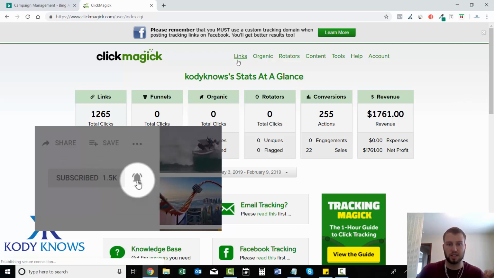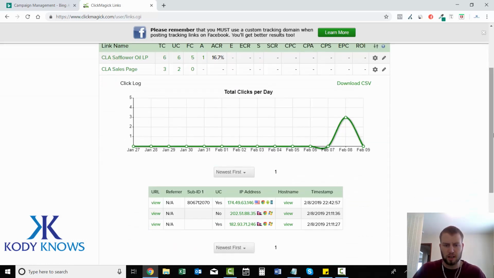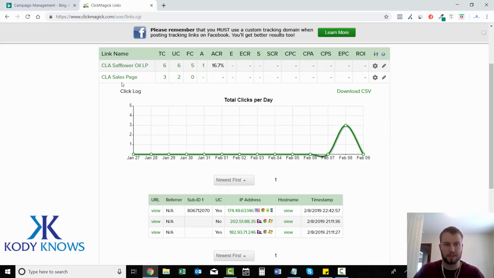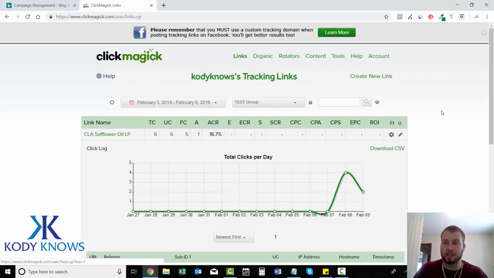So anyways, let's go to the links that I created. I'm in my test group, the CLA Safflower Oil landing page. Unique clicks, 6. That's perfect because I got 4 clicks yesterday and 2 clicks today. So out of the 6 clicks, one person actually clicked on the buy button or the image and was sent to the sales page. So our action fired properly, which is good. This CLA sales page should only be at 1 click. I got 2 clicks from Nepal. I'm not sure how that happens. Sometimes you'll get random clicks from random countries, but anyways, let's dive into the unique clicks.